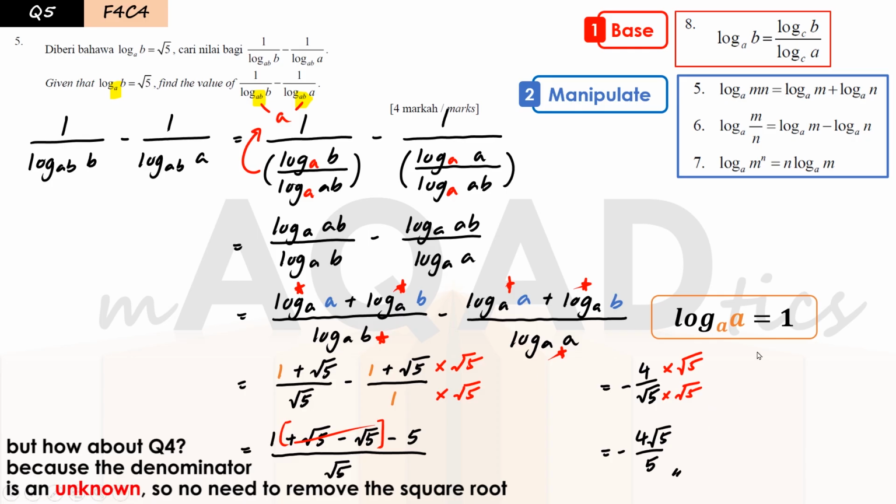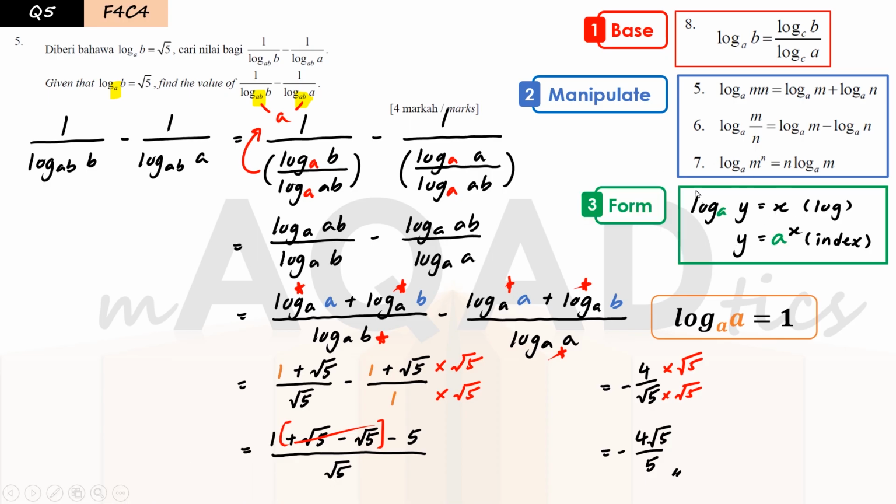There's another thing to note: how about the third step, to change the form? This step actually only applies for equations. But as you can see here, we are only simplifying a value, not an equation. So that's why it's okay to skip this step, because this question is not telling us to form an equation.